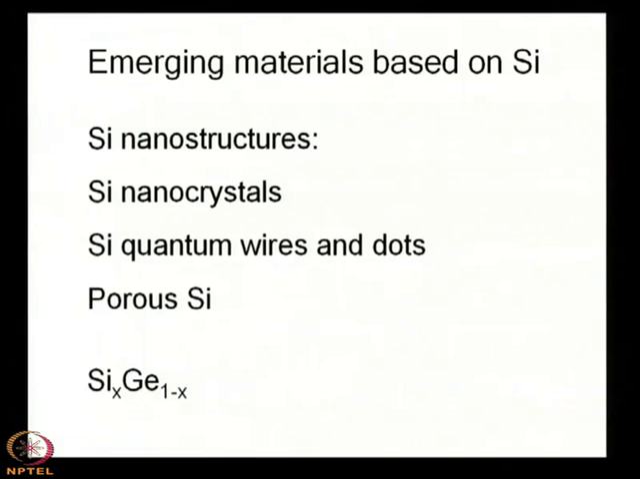So, this mobility is an important parameter for selecting a material for a particular application, and for silicon we find that it is not suitable for many applications. So, what are the emerging materials based on silicon? Because silicon is very cheap, it has many advantages, it is readily available in nature, and obviously the technology is very mature because of the IC processing technology. So, can we use silicon for those applications where elemental silicon cannot be used?